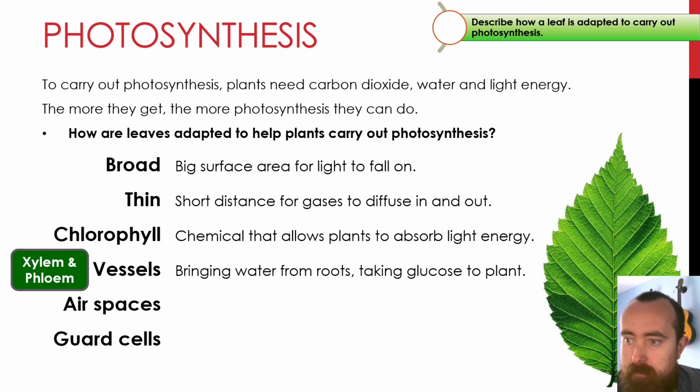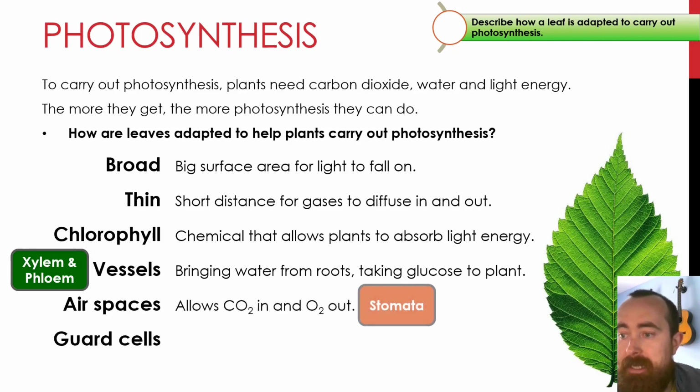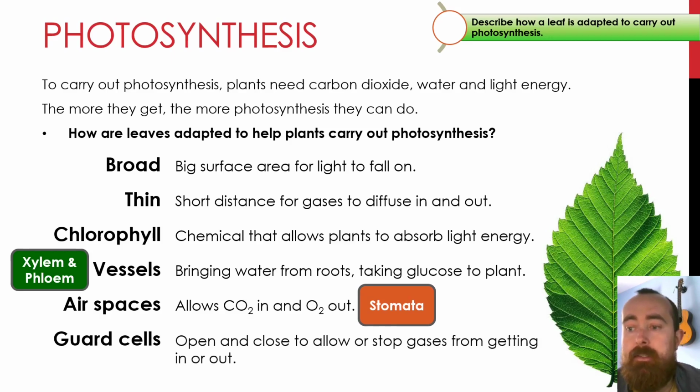And the other one, xylem, which is the one that carries the water up from the roots. I like to always think as well that xylem starts with an X, and I always think about characters in old-fashioned cartoons. When the characters died, they often have X's over their eyes. Xylem, of course, are dead cells. They're not living cells. The air spaces are the bits that allow the CO2 and the O2 to diffuse in and out, and those are known as stomata, those holes on the underside of the leaves. And the guard cells are the ones that open and close to allow or stop gases from getting in and out.